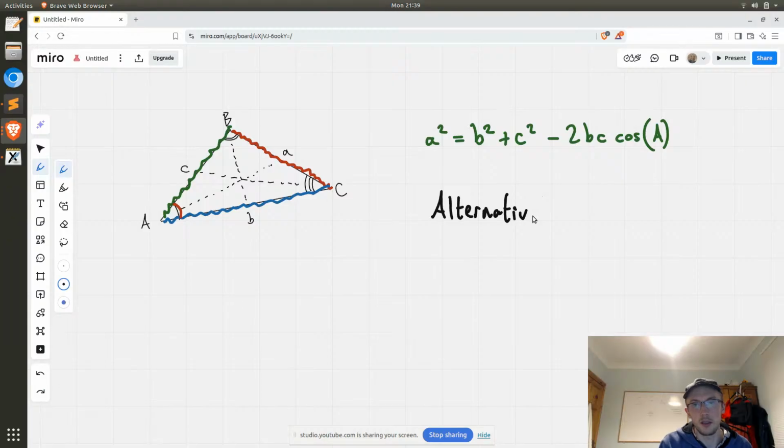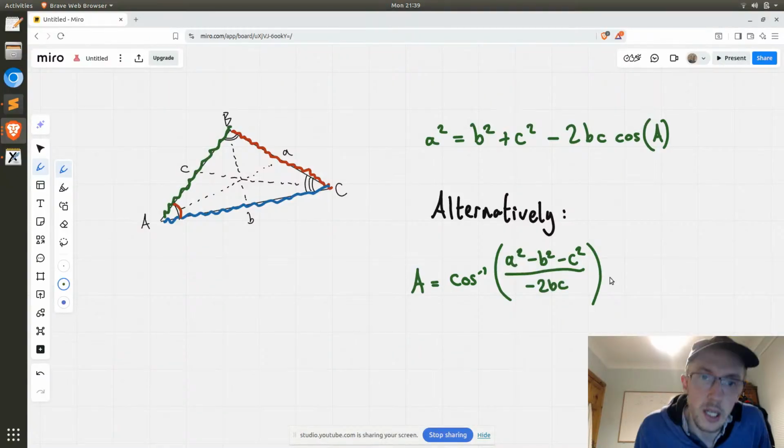So I will take away b squared and take away c squared from both sides. And then I'll divide both sides by negative 2bc. And that will look like this. And that is going to equal the cosine of A, and therefore angle A is the arc cosine of this massive thing right here. So it lets you find a missing side length or a missing angle.